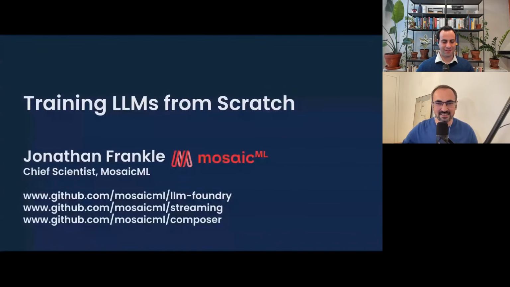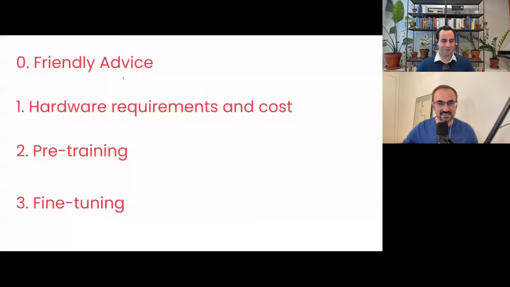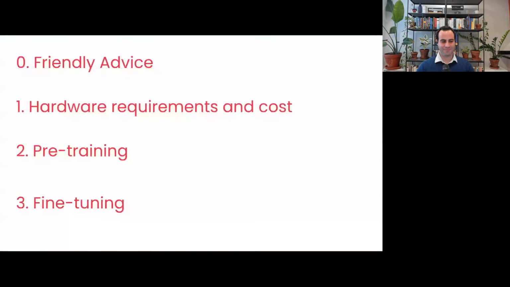So game plan for today, I really want to do three things. Well, four things. I'm going to start and end with some friendly advice. I gave the same friendly advice last week. So if you're watching the presentation straight through from last week, you're going to see the same thing again at the beginning and the end. But I always like to give the same friendly advice whenever I give a talk, so you get to hear it twice. And then we're going to talk about hardware requirements and cost.